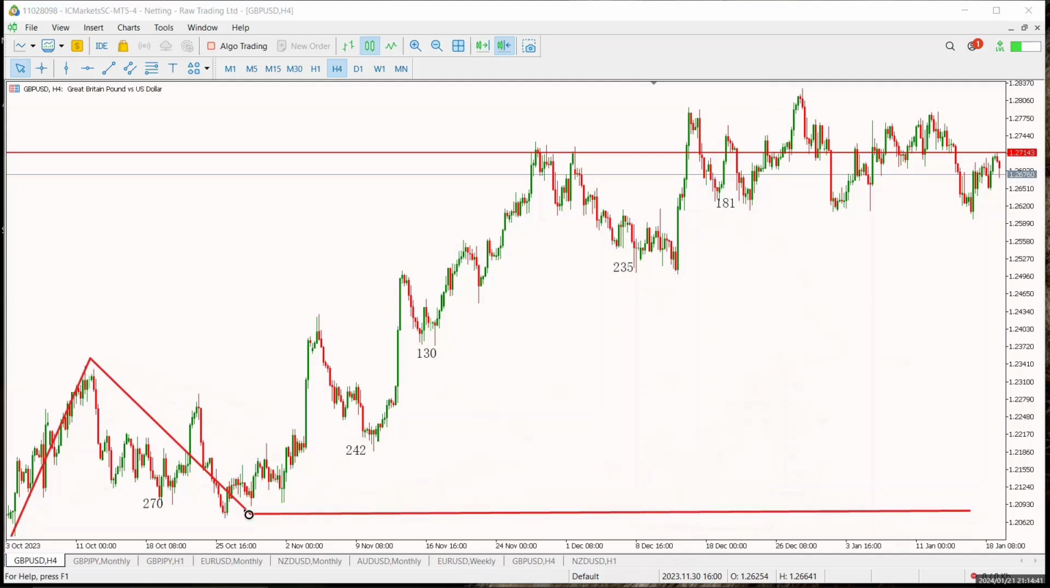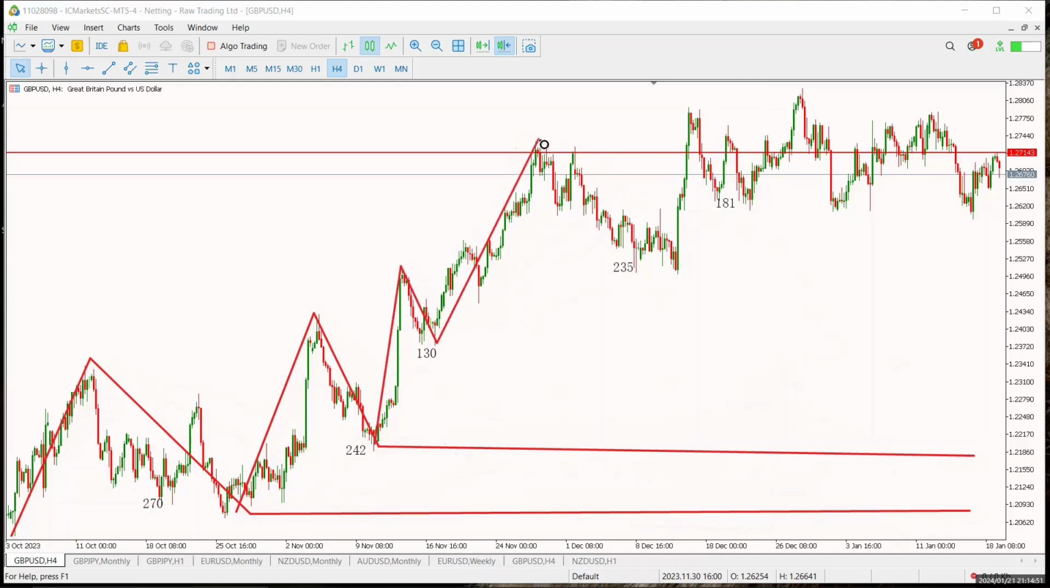It has no business with them. This was 242. 242 is also bigger than all the ones in front. It has no business with them. Then the next one is 130. Then the next one is 235.